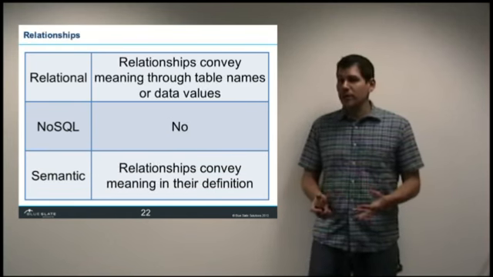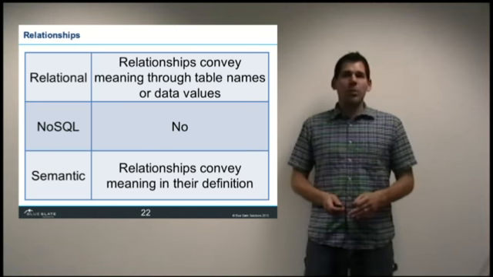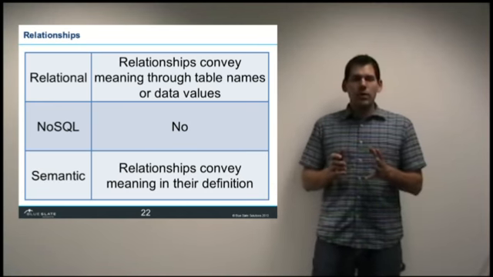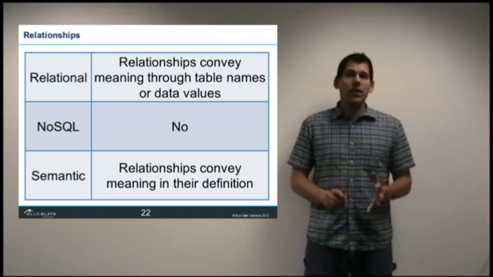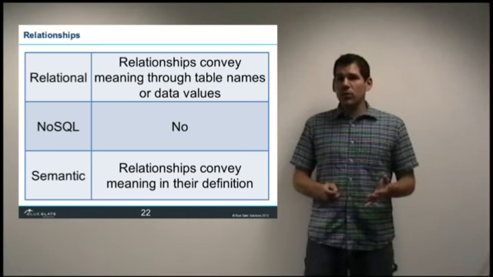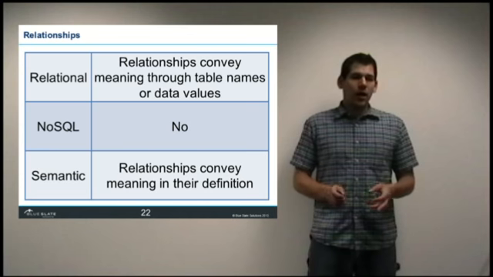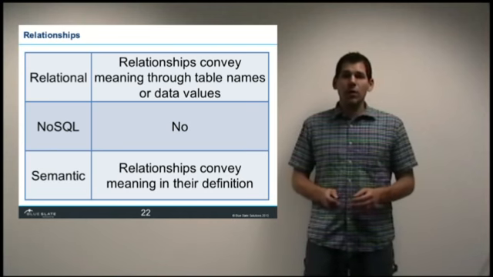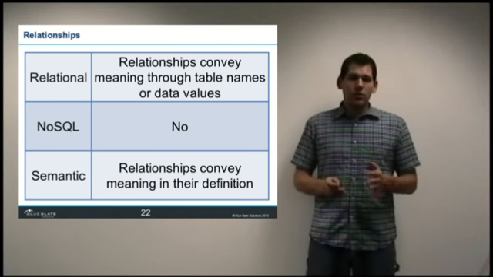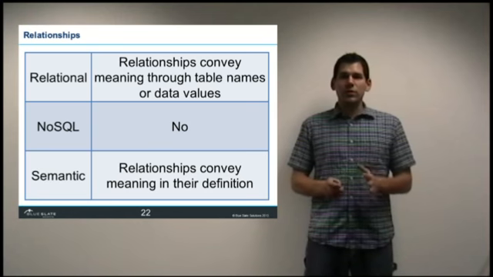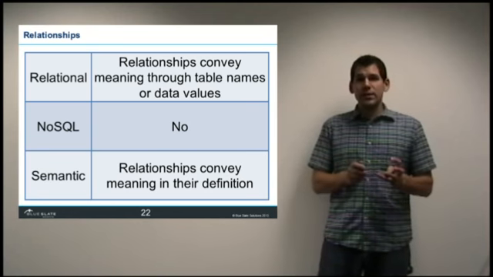On the relationship front, relational, of course, is built upon relationships, but the relationships convey meaning through both the table names and the values in those tables. NoSQL takes a stance that there are no relationships that get defined out of the box, if you will, whereas semantics uses relationships at its core to convey meaning in the actual definition of the relationship itself.